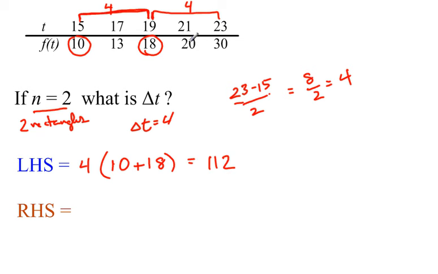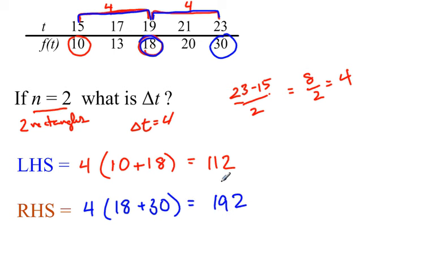On the next one, for the right-hand sum, my width is still 4, but I'm going to use the right hand. So on this first rectangle that goes from here to here, the right-hand height is 18. And on the second one, the right-hand height is 30. And so there I get 192.